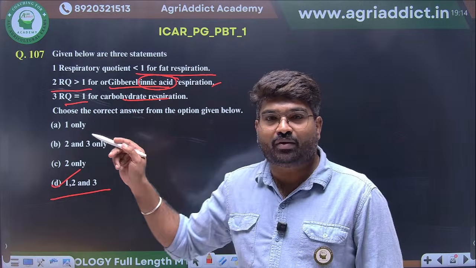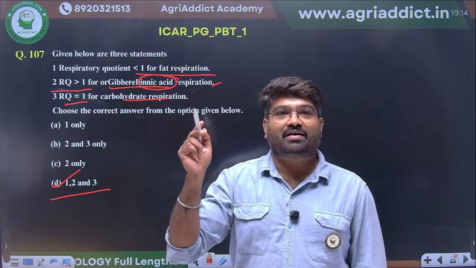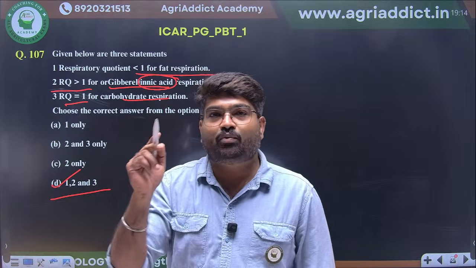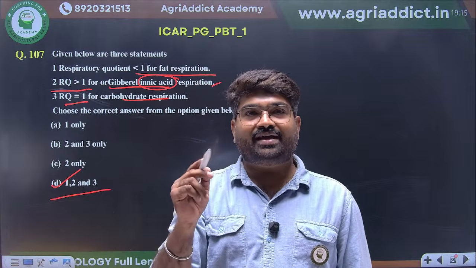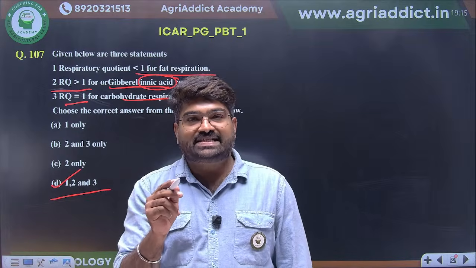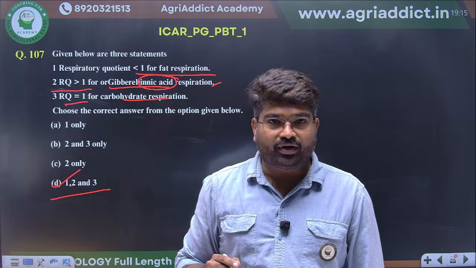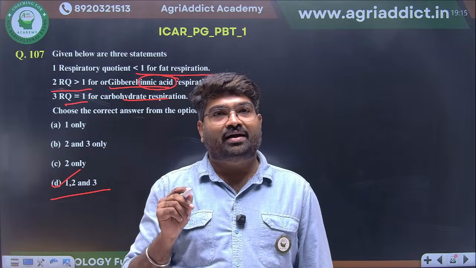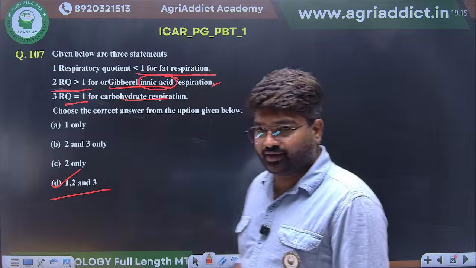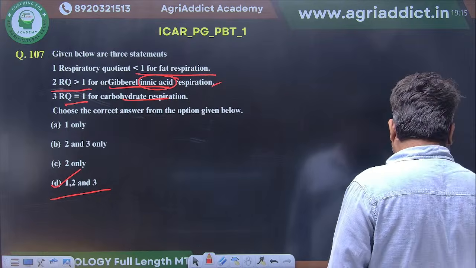RQ will be 1 for carbohydrates. We are just remembering now. RQ will be 1, that is unity, for carbohydrates, 0.7 for fat, 0.8 to 0.9 for proteins, and greater than 1 for organic acids. Yes, 1, 2, 3, correct.